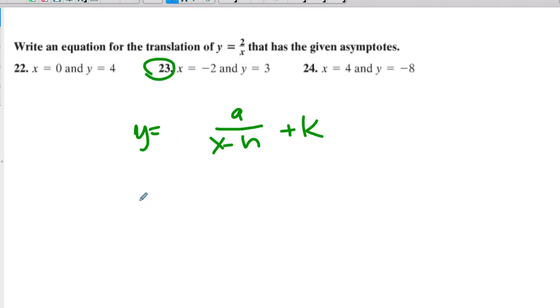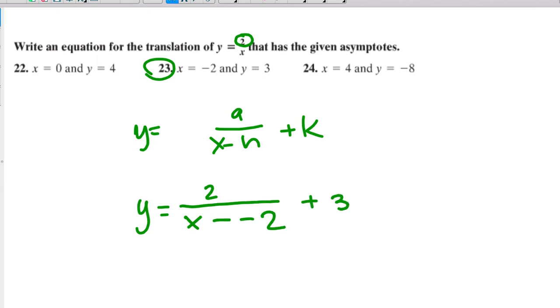So you have y equals, in this case our a is 2, so we have 2 in the numerator over x minus a negative 2, and then you have positive 3, so plus 3. Minus negative makes that positive, so we want to clean that up. So then you have y equals 2 over x plus 2 plus 3, and that's your answer.